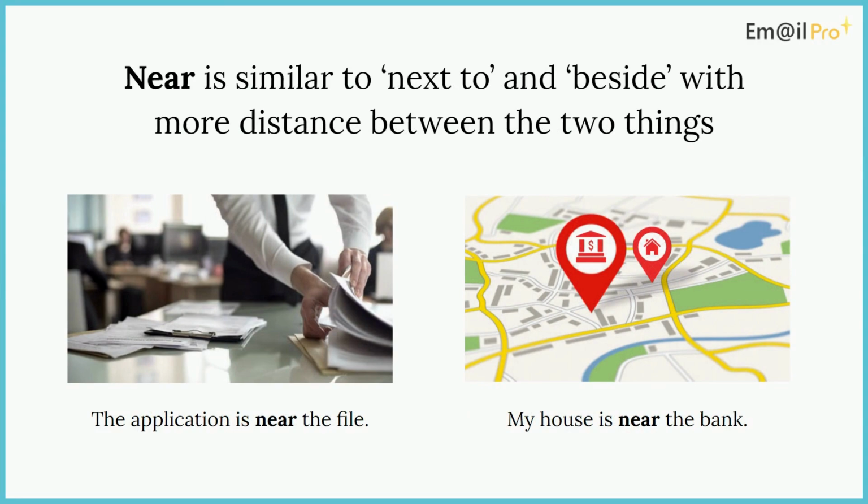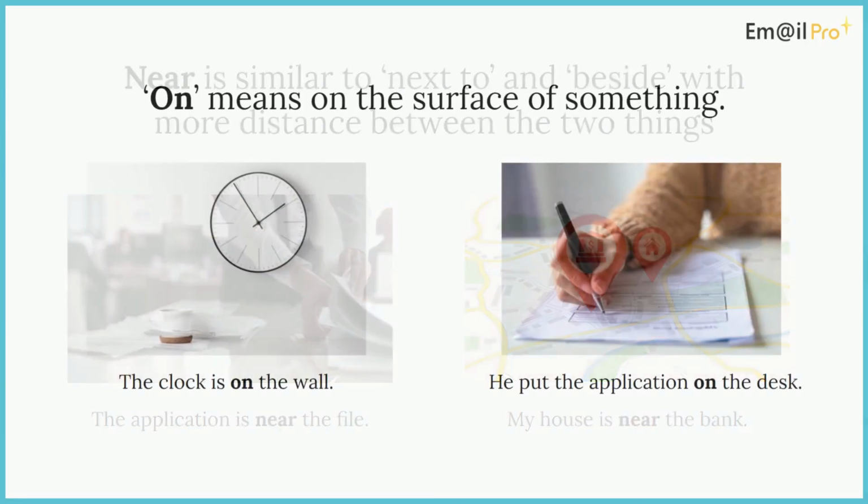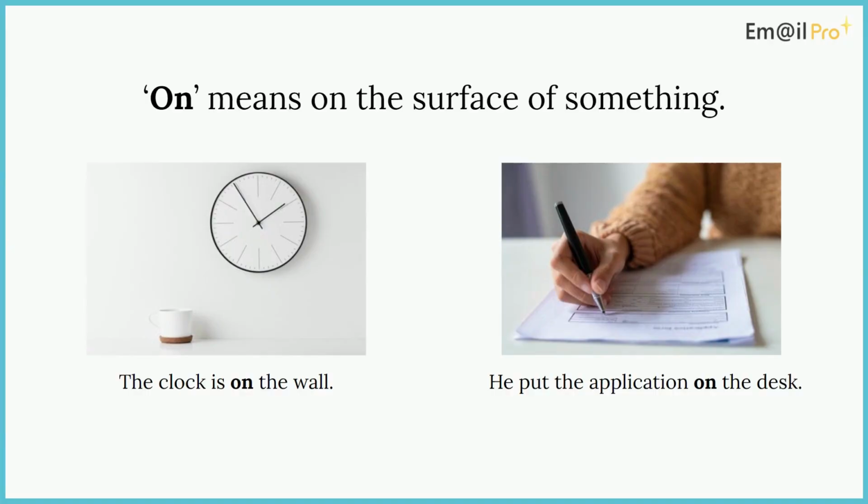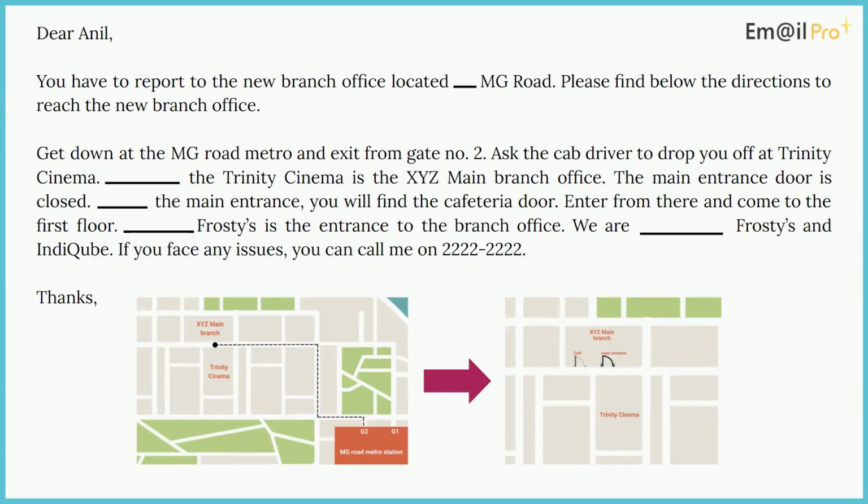Near is similar to next to and beside, with more distance between the two things. For example, the application is near the file, or my house is near the bank. On means on a surface of something. For example, the clock is on the wall, or he put the application on the desk.